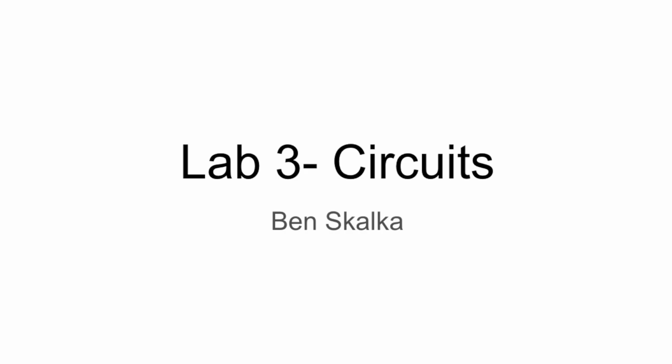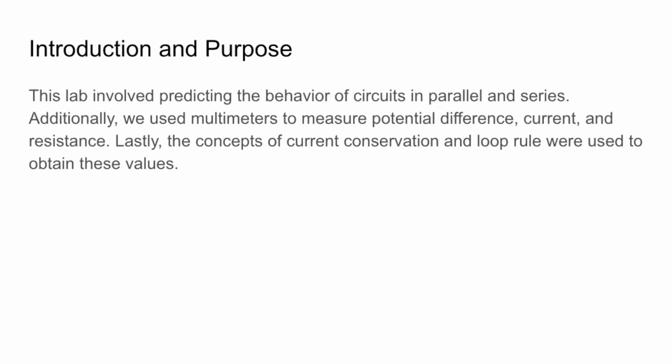Starting with the introduction and purpose, this lab involved predicting the behavior of circuits in parallel and in series. Additionally, we used multimeters to measure potential difference, current, and resistance. And lastly, the concepts of current conservation and the loop rule were used to obtain these values and to create equations that would allow us to find unknown variables.